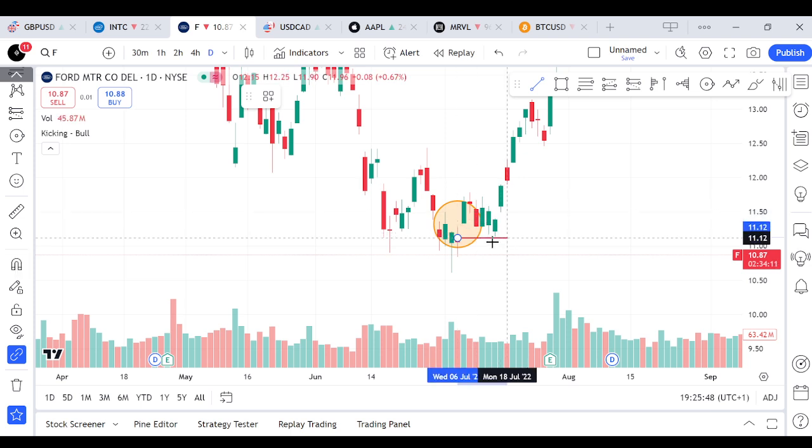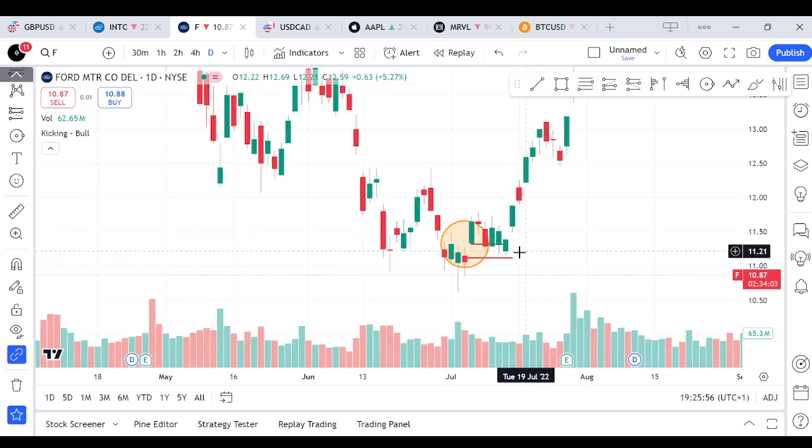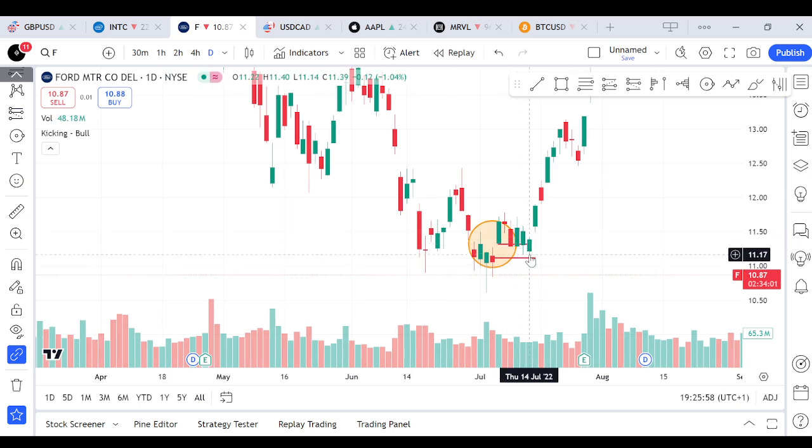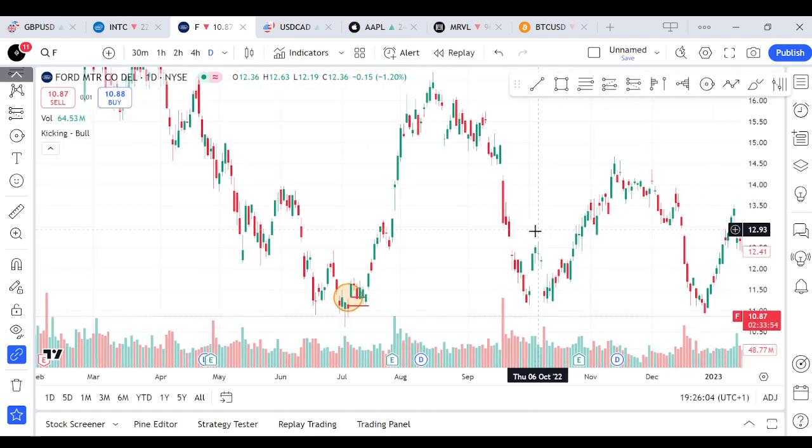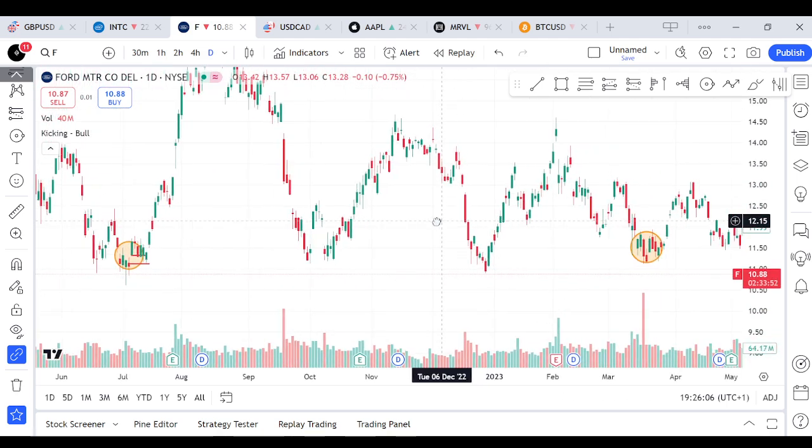Actually, price came back later to fill in that gap between the bearish and the bullish candle. So this signals that we should be looking for buying opportunities at this downtrend. It shows that market is shifting from bearish to bullish.